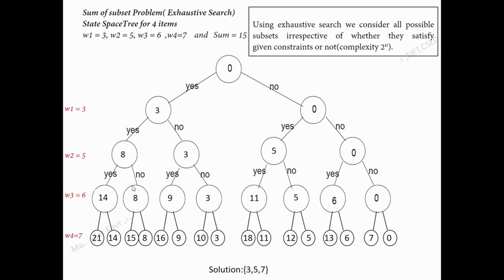That means irrespective of whether that decision is going to get a fruitful result or not, the exhaustive search considers all the possible subsets. Now, the complexity of this exhaustive search methodology is 2 raised to power n. The reason: for 4 elements, exhaustive search gives exactly 16 solutions, that is 2 raised to power 4. If there are n elements in the set, the complexity of the algorithm will be 2 raised to power n.